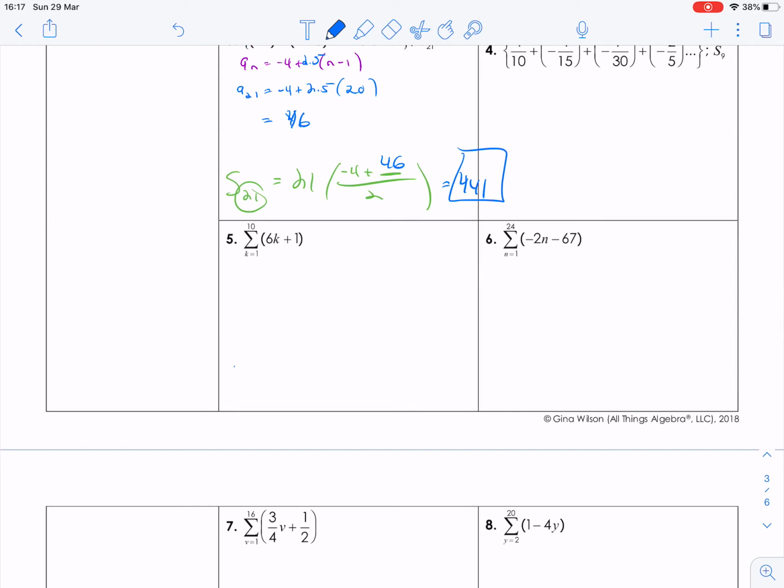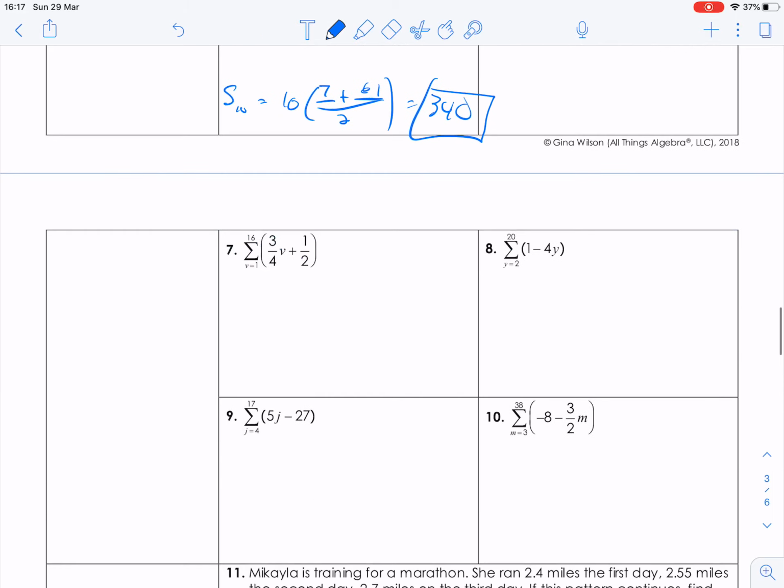Let's try number 5. So our series is going to be to 10. 10 terms. First term, we got to find that. And we got to find our last term. And we're good. Divide both by 2. So we need our first and we need our last. So a of 1 is going to equal 6 times 1 plus 1, which is going to equal 7. And then a of 10 is going to equal 6 times 10 plus 1, which is going to equal 61. There we go. 340. Piece of cake.